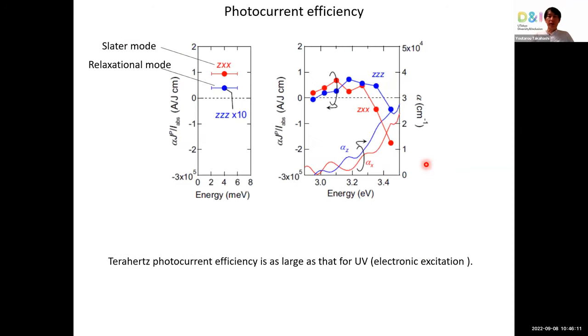Okay, so this is just a comparison between the phonon shift current in the terahertz region and the photocurrent by the electronic excitation in the UV region. The measurement was done in the same condition. Okay, and the photocurrent efficiency of the phonon shift current is as large as that for the electronic transitions. This result shows that the photocurrent efficiency is large even in the phonon excitation.